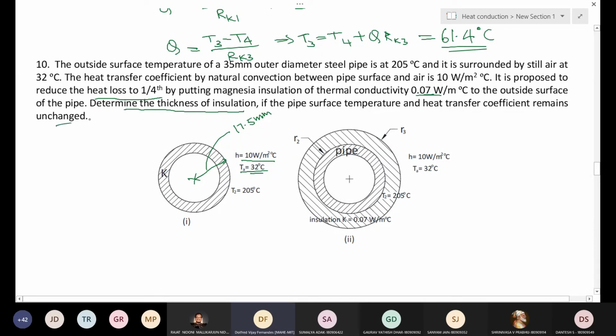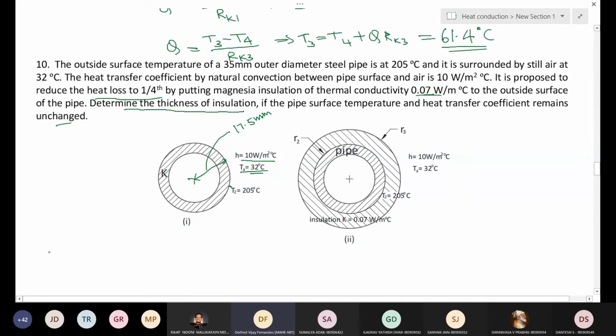Okay, so tell me what we have to do. First case, we know the outside surface temperature here, and we know the air temperature, and we know the heat transfer coefficient. So we can calculate how much heat will be lost to the environment from this pipe.